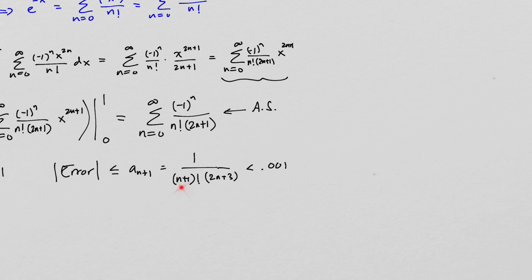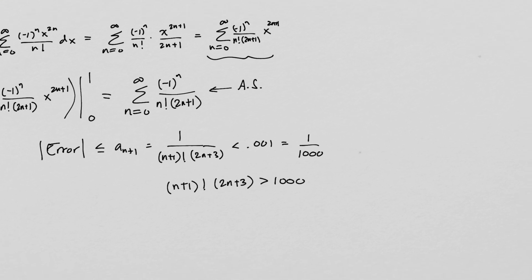So what is the smallest value of n for which this occurs? Well, let's remember that 0.001 is the same as 1 over 1,000. And so this would mean that n plus 1 factorial times 2n plus 3 would need to be greater than 1,000. So when does this happen? Let's pick a random value for n. What if n is equal to 4? If n equals 4, we have 5 factorial multiplied by 2 times 4 is 8 plus 3 is 11. This is 120 times 11. Yes, that is definitely bigger than 1,000. I think I got lucky here.